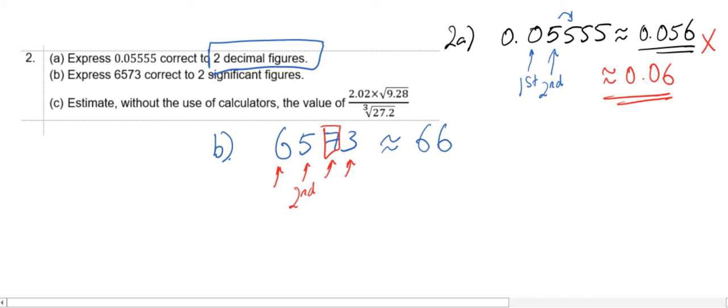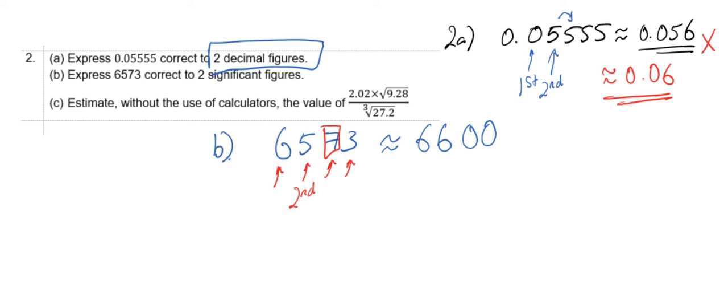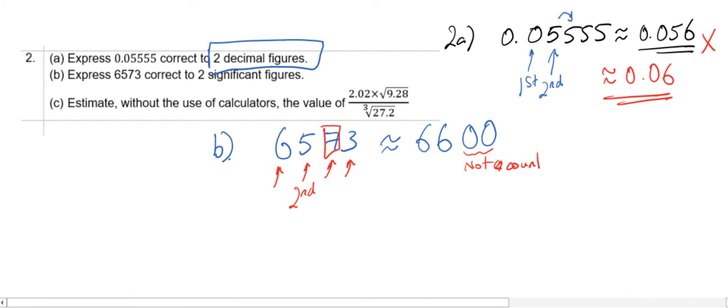But the problem, because this is two decimal places, yes, but this one downgrades to 66,000. So what must I do to make this the same? Add the zero. Add the zero result. It is rounding off. So this one is not counted as decimal places. That's it.